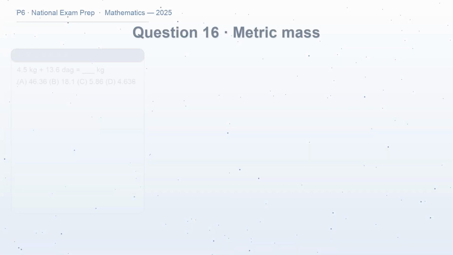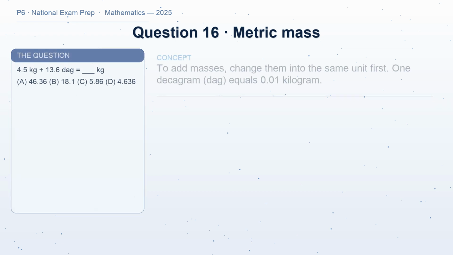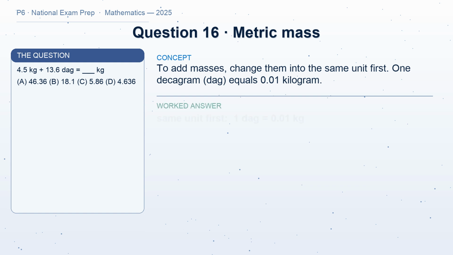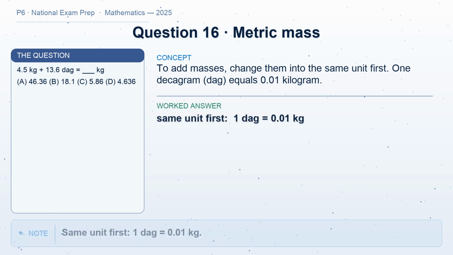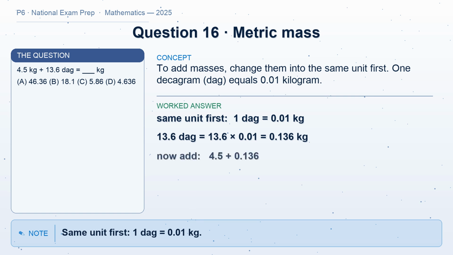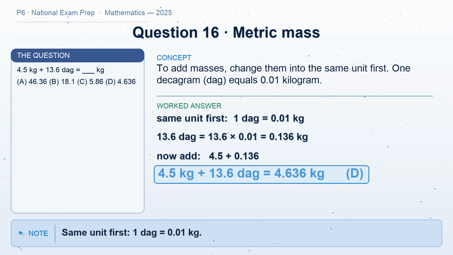Question 16. Add 4.5 kilograms and 13.6 decagrams and give the answer in kilograms. Before we can add, both amounts must be in the same unit. 1 decagram is 1/100th of a kilogram, that is 0.01 kilogram. So 13.6 decagrams is 0.136 kilograms. Now we add 4.5 and 0.136. That gives 4.636 kilograms. The answer is option D.